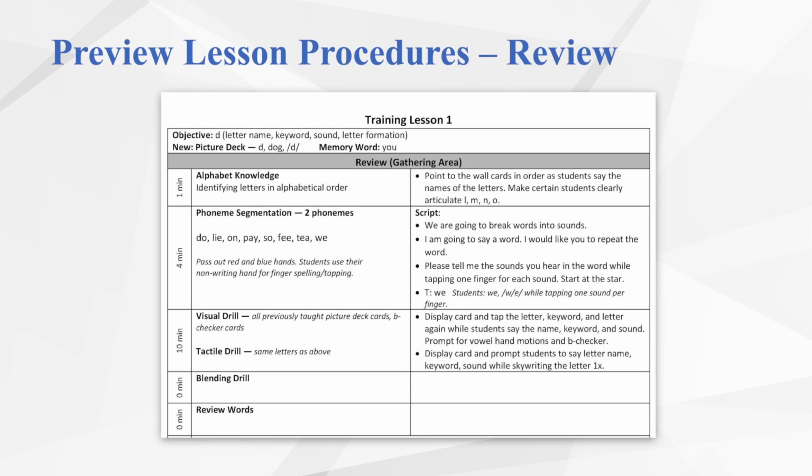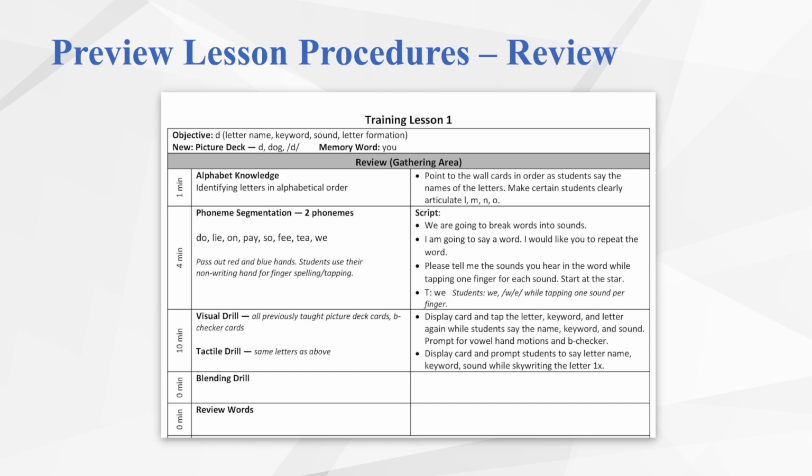On the screen, you see a portion of Training Lesson 1 from your lesson packet. Every OG lesson begins with review. Review is accomplished in a part-to-whole structure. We begin this lesson with alphabet knowledge. In this activity, we are working on learning the letters in alphabetical order. The teacher points to the wall cards as students say the letters. We want to be certain that students clearly articulate LMNO.